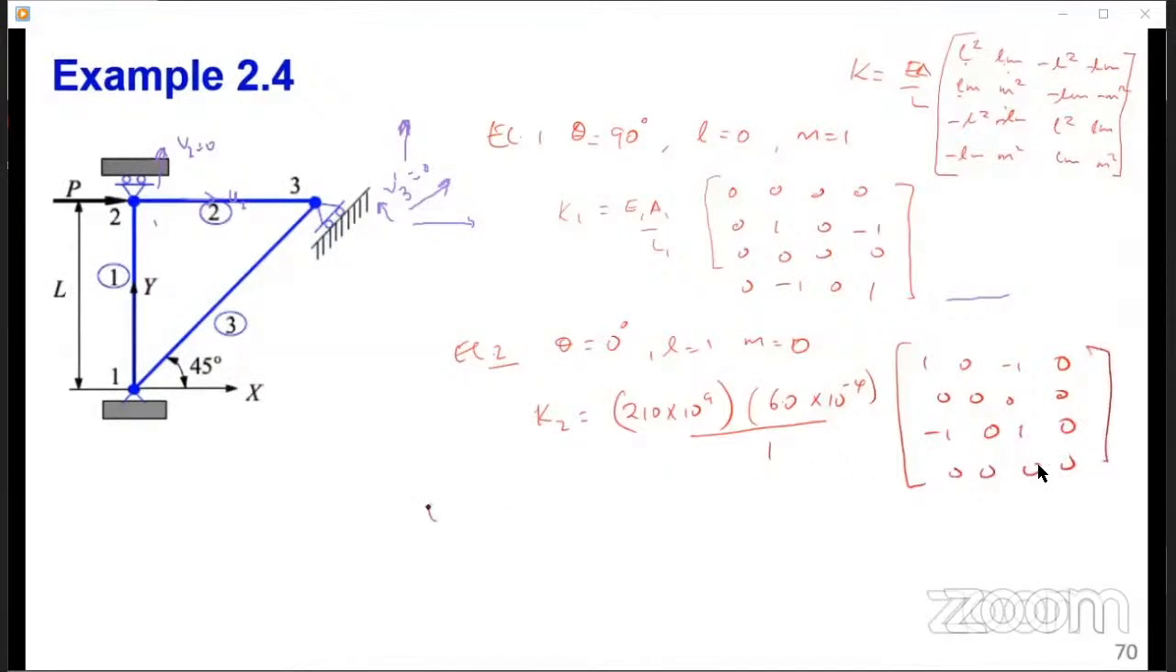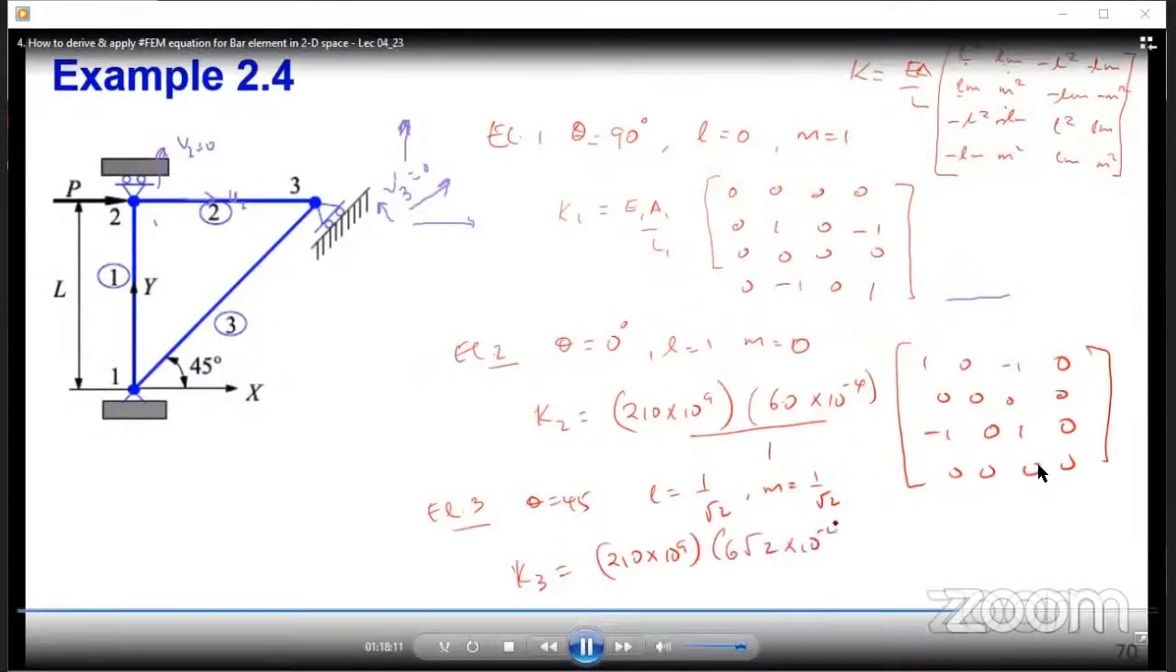So similarly for element 3, you need to determine the L. Of course, you can use theta is equal to 45. So L is equal to 1 over root 2. M is equal to 1 over root 2. Right? And you can use this angle 45 to get the length. Okay. So K3, when you do that, will be equal to your EA over L. So this will be 6 root 2 times 10 to the power minus 4 over root 2.